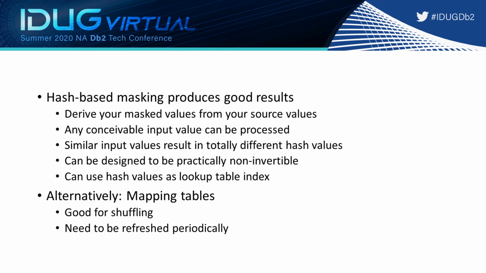With that hash value, you can then calculate a masked value, such as a new timestamp, or you can use it to look up data in a static lookup table. Mapping tables, where source values are directly mapped to target values, are an alternative to hash-based masking that can be useful in some situations, but you need to refresh the mapping tables periodically, and you need to make sure that nobody has access to them, otherwise it would be easy to reverse the masking.